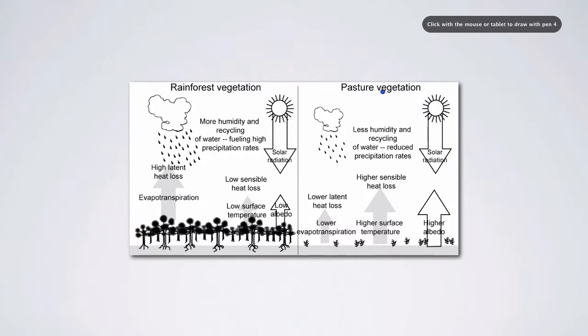When you're over a pasture, relatively bare ground, there's lower evapotranspiration compared to the forest, higher surface temperatures, and higher sensible heat loss. So more of that energy goes into making the air warmer than it does evaporating water. And as a consequence, we have less humidity and recycling of water and reduced precipitation. So these are examples or contrasts where you're going to get differences of precipitation over two areas just by the type of vegetation you have and how much evapotranspiration that you're going to get.